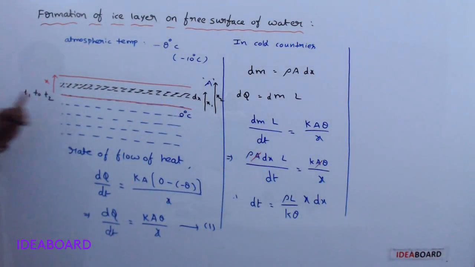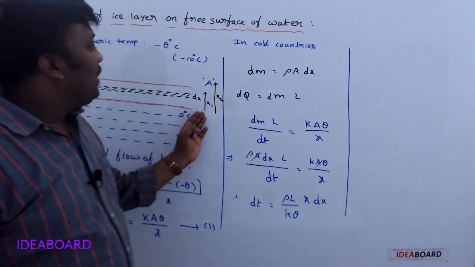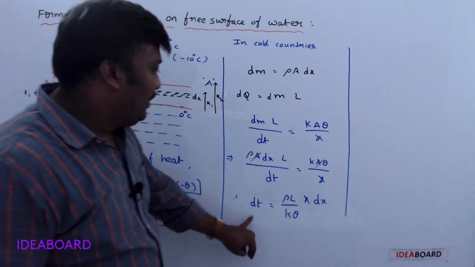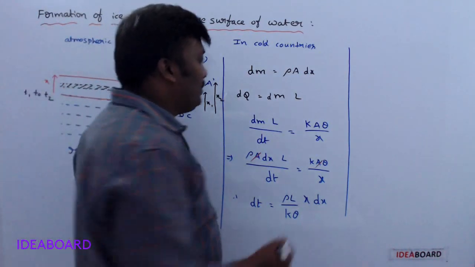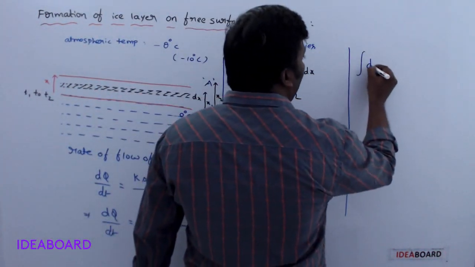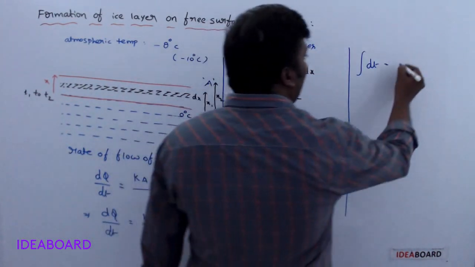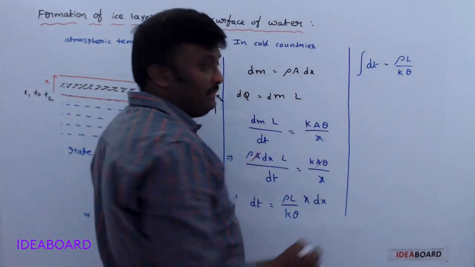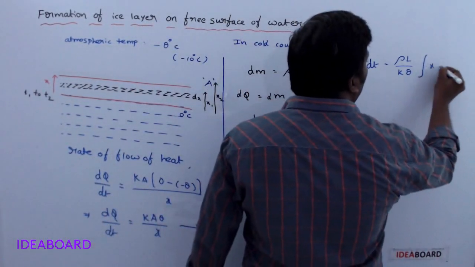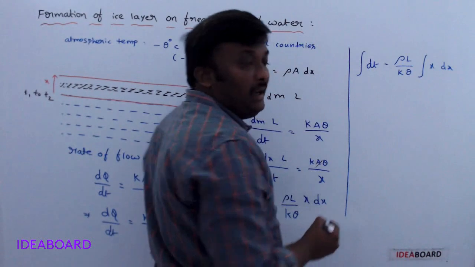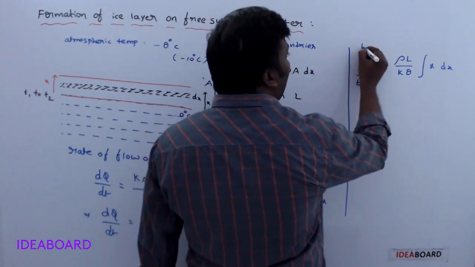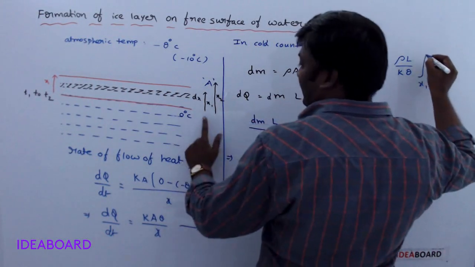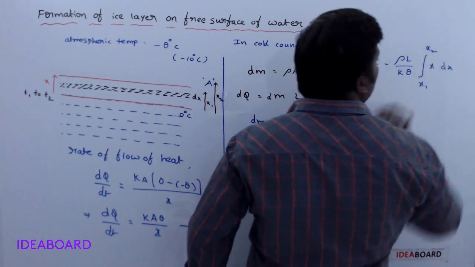Now, from time t1 to t2, the thickness of ice will increase from x1 to x2. So let us try to integrate this equation. Integral dt is equal to ρ L by Kθ, which are constants, that's why integral x dx, time varies from t1 seconds to t2 seconds, and x varies from x1 to x2.